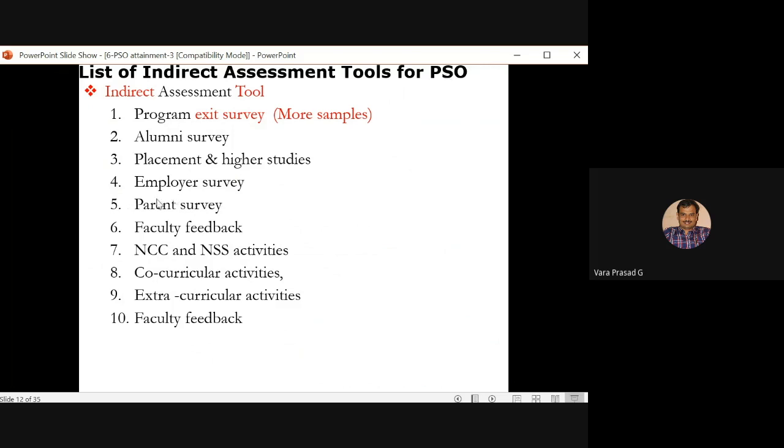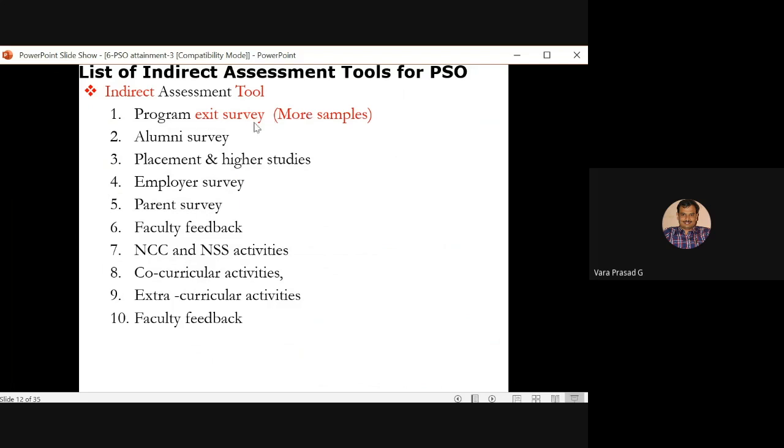That's why. And one more thing: in your class, let us assume there are 60 students. Do you think the parents are aware of the PSOs? Of course, some of the parents may have a technical background and can understand the meaning of PSOs. But by considering 1 or 2 samples to calculate the PSO attainment, it is not advisable. That is the reason most universities will not take the remaining surveys, from 2 to 10. Most institutions will take only the program exit survey.